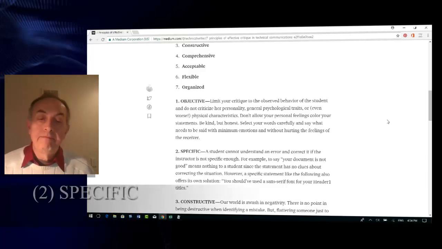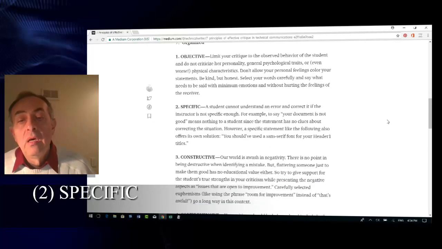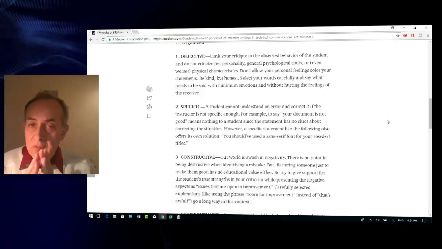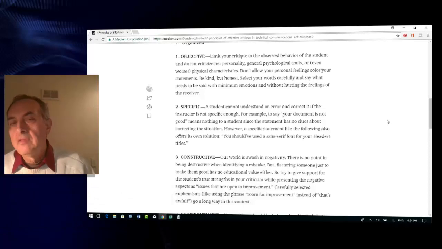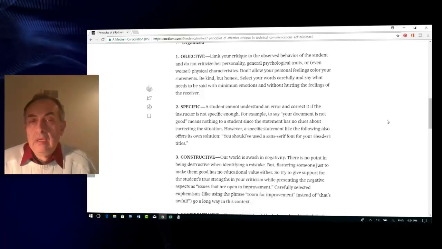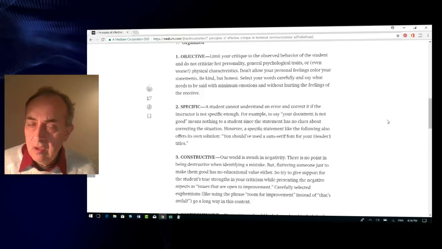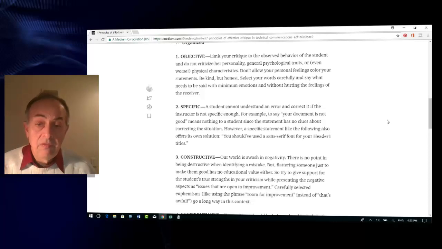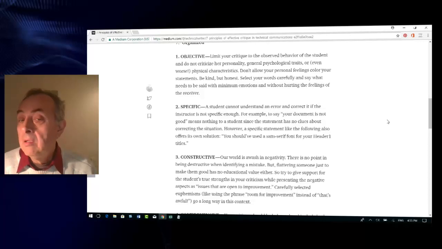Second, specific, related to the first one. A student cannot understand an error and correct it if you are not specific enough. For example, it's not enough to say your document is not good, because in that case, the student doesn't know where to begin to correct the document. But if you say something like, you should have used a sans serif font for your header one titles, now that's a lot more helpful critique, because you are telling the student what he or she could have done or should have done.